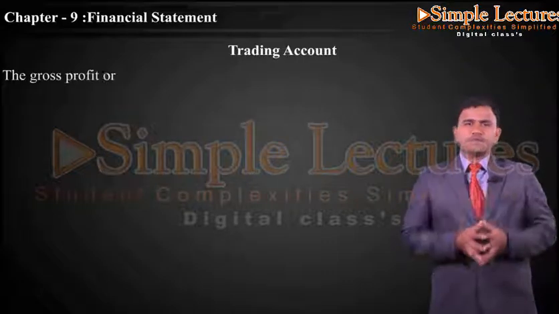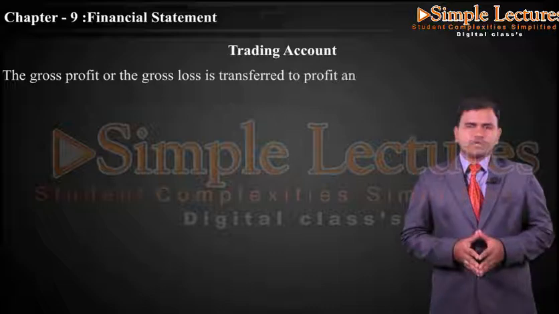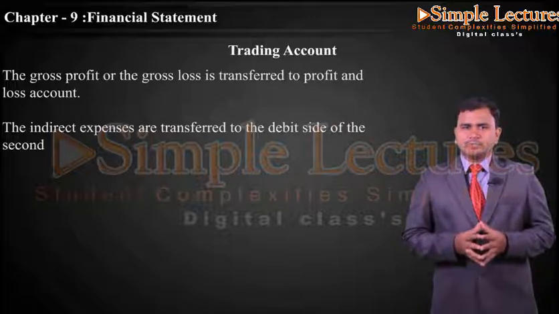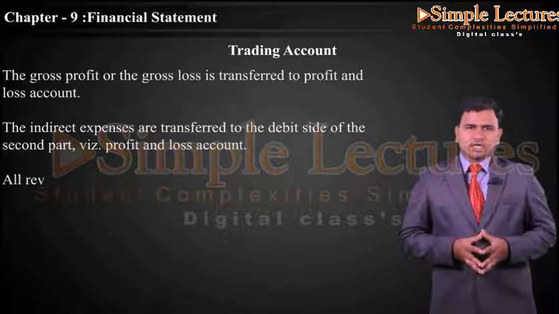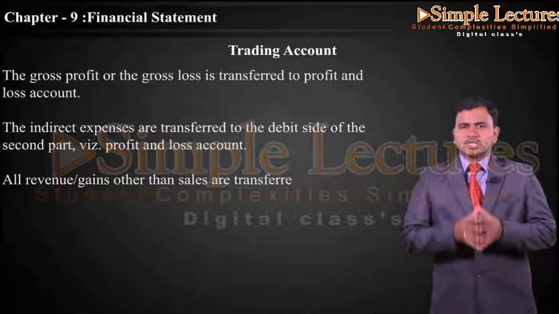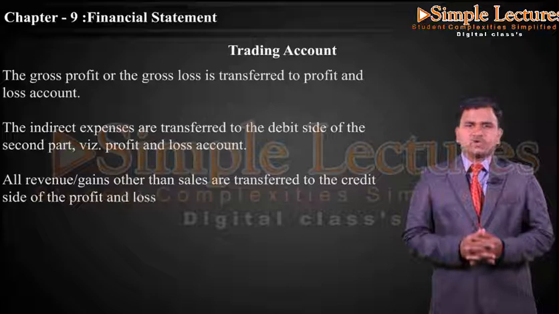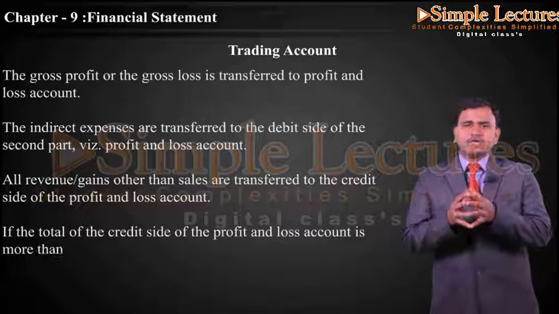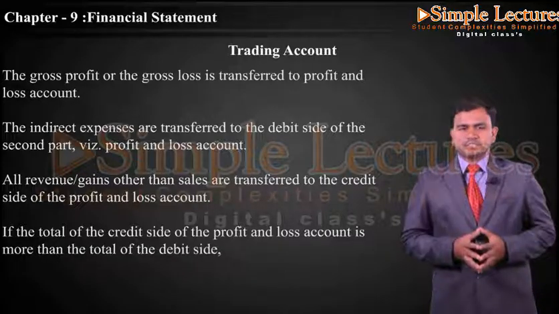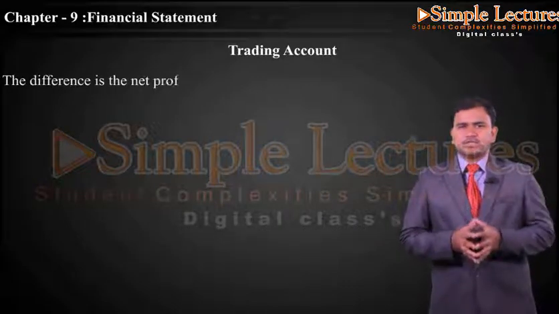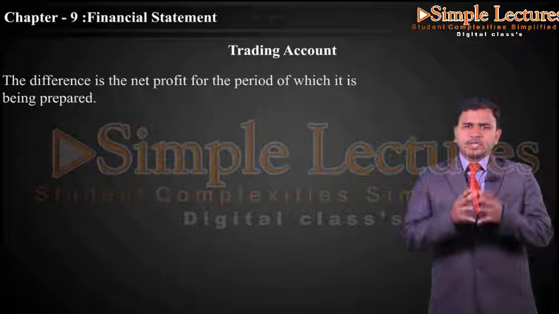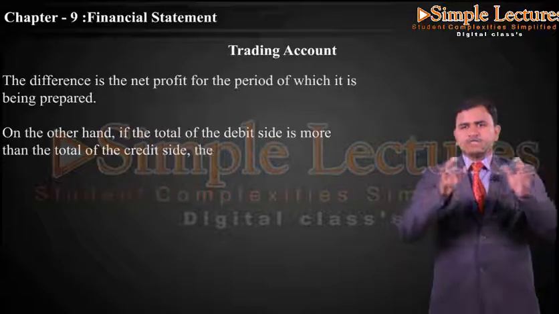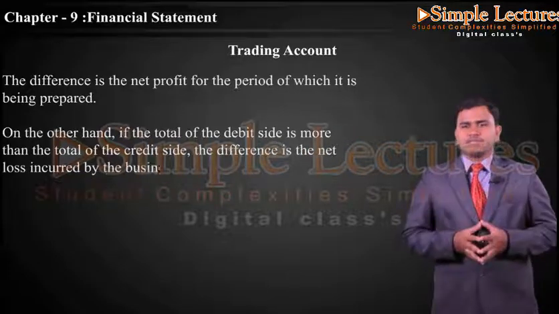Then again, the gross profit or the gross loss is transferred to the profit and loss account. The indirect expenses are transferred to the debit side of the second part, the profit and loss account, and all revenue or gains other than sales are transferred to the credit side of the profit and loss account. If the total of the credit side of the profit and loss account is more than the total of the debit side, the difference is the net profit for the period for which it is prepared. On the other hand, if the total of the debit side is more than the total of the credit side, the difference is net loss incurred by the business firm.